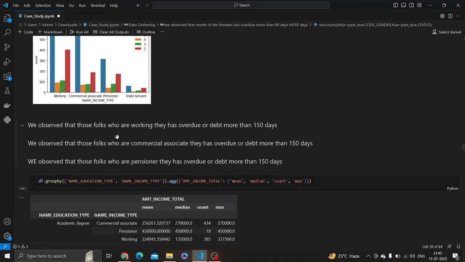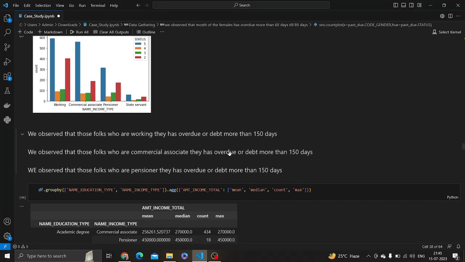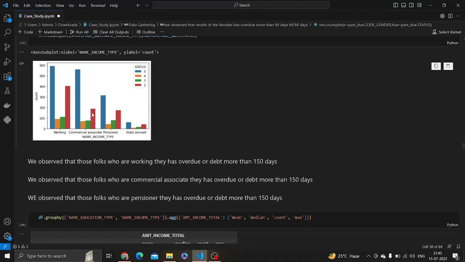And we observe that those folks who are working have an overdue or debt of more than 150 days. And also you observe that a commercial associate, like those who are working in a commercial manner, have an overdue or more debt in the 150 days. And the pensioner has overdue or debt more than 150 days. Now you might be thinking, how can I say it? On the basis of this chart, you can see that working, commercial associate, pensioner, state servant. So we are getting to know the family now about it. Like we are finding out the count of it. So it is able to analyze. It is a good analysis.